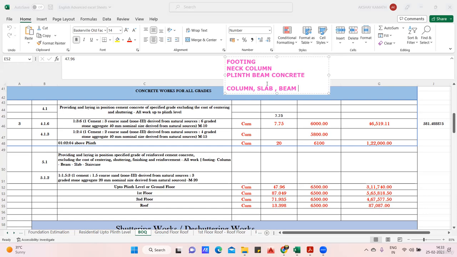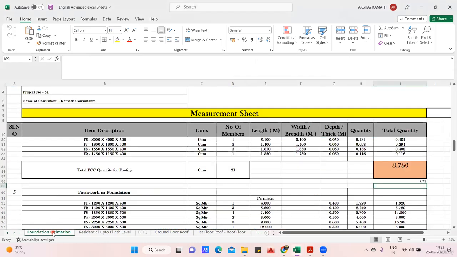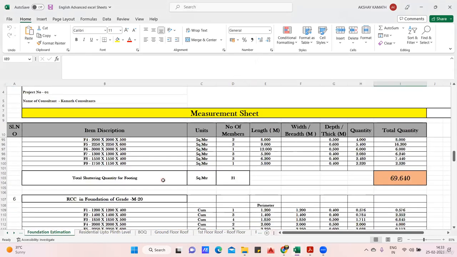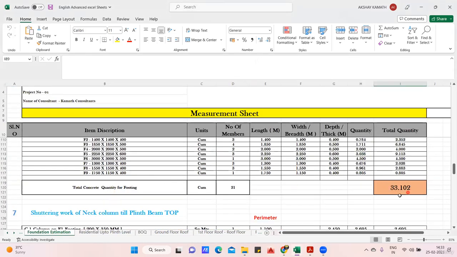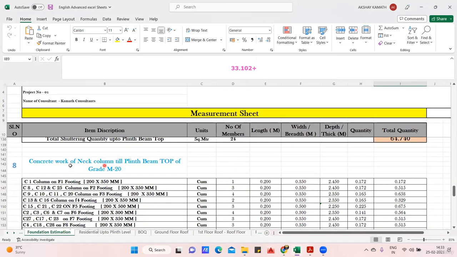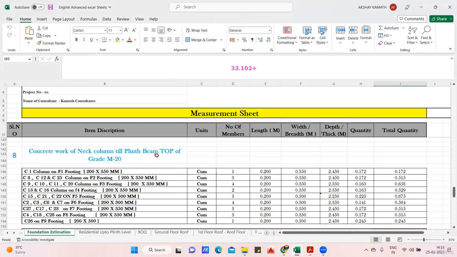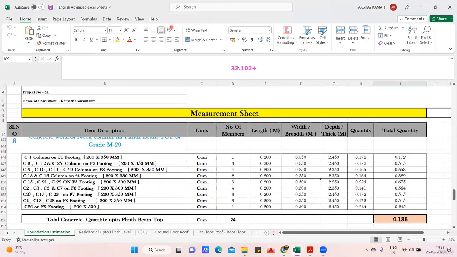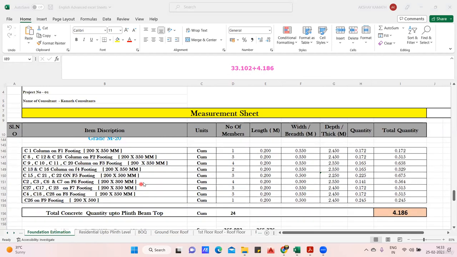What I'll do now, I'll go back to the Excel sheets. First I'll go to the foundation estimation. The total concrete quantity I got in footing is 33.102. I'll note it down here. So 33.102 is my footing concrete quantity. Good. After that, neck column. Shuttering work I did. Again, for concrete work up to the neck column, till the plinth beam top, it was 4.186. So I'll write here 4.186. This is up to the top of the plinth beam I have taken. Okay, fine. Next, after that, we don't have anything here.